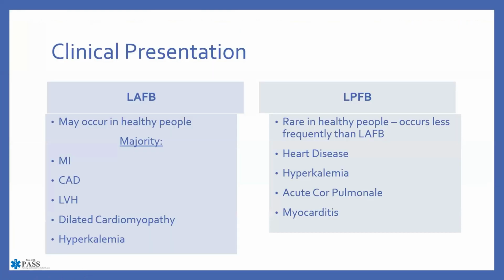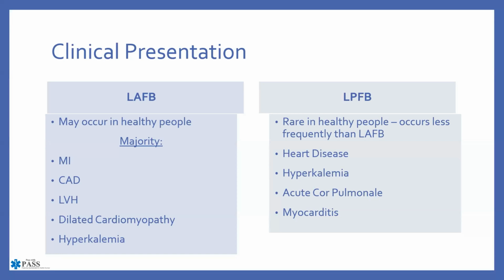How do these people present? Well, the clinical presentation, it may occur in healthy people, but the majority are going to end up having an MI, coronary artery disease. They'll have left ventricular hypertrophy, which is an enlargement of that left ventricle, probably related to hypertension. They may have dilated cardiomyopathy. The problem with the dilated cardiomyopathy, these are sometimes, and not always, athletes that have an undiagnosed dilated cardiomyopathy and they die at a young age on the soccer field or the football field or whatever. They may have hyperkalemia. So we've talked about some of those things in that tall tented T wave, and they're certainly found in these patient populations as well.